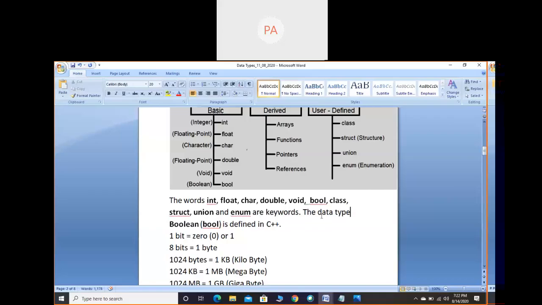These are also called data types. So int, float, char, double, void, bool, these are basic data types. Class, struct, union, enum are user defined data types. So two things we have to remember here: data types as well as keywords. And you can categorize here. So int, float, char, double, void, boolean come in basic data types. Class, struct, union, enum come in user defined data types. The data type boolean is defined in C++.